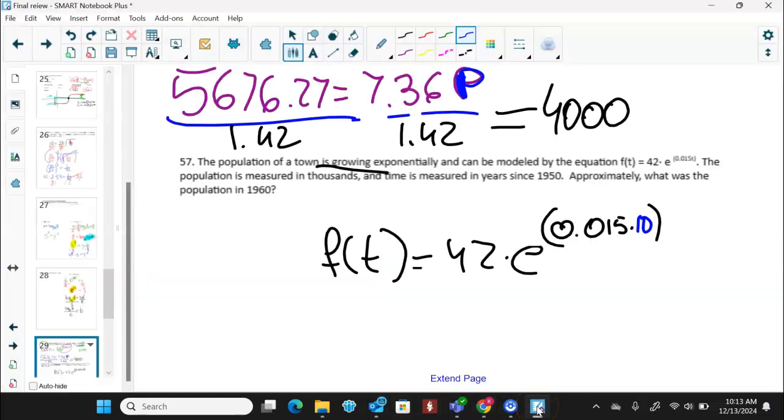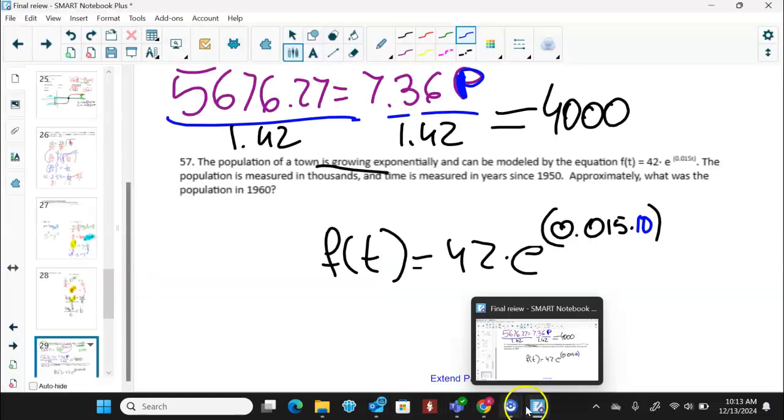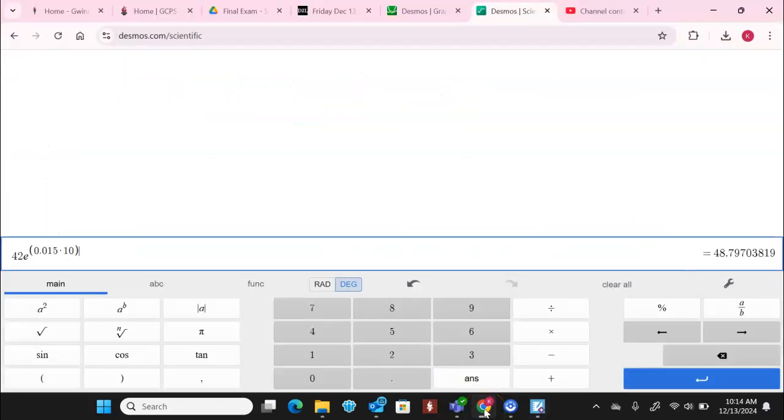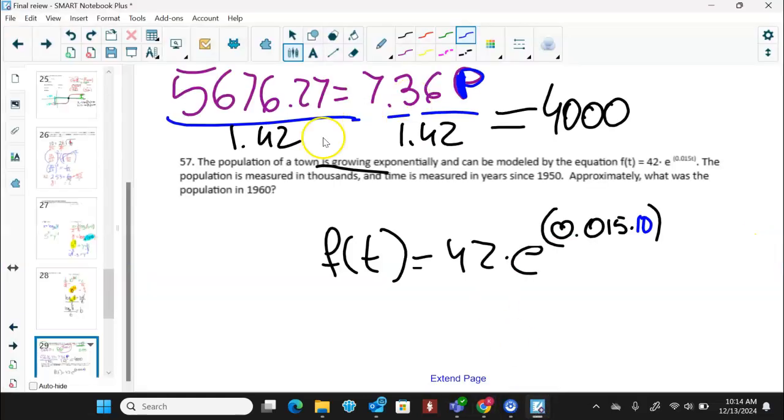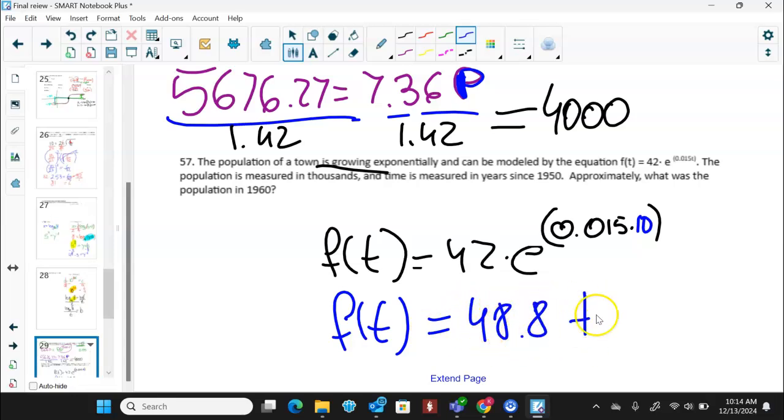Let's make sure that the percentage is correct. Yep. So it looks like 48 is the answer. 48.8. I would round it up. So 48.8 thousand. So f of t is 48.8 thousand people.